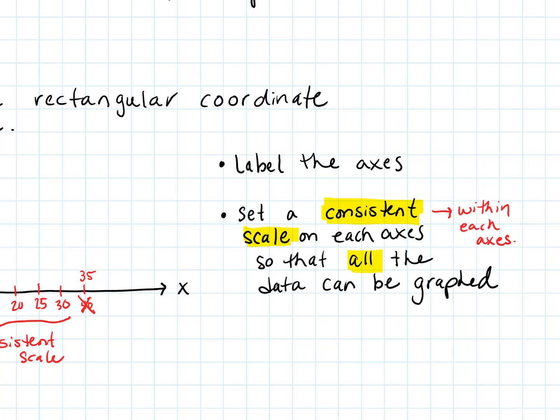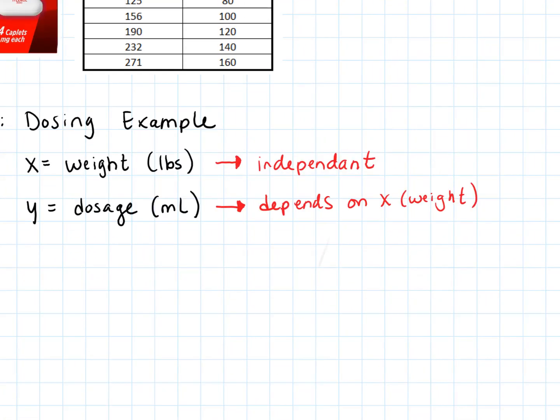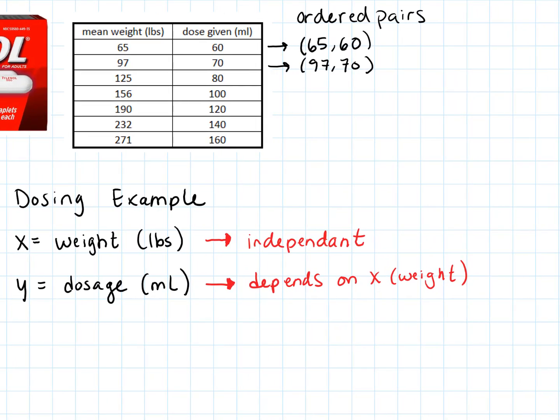Okay, all right, so let's take a look. How are we going to do this? Let's take a look back at our example. Our example had some real world data, and we have to make sure we know what's X and what's Y. Let's go back to this dosing example. Now we want to make sure that we get all of the data on the same coordinate system and make sure that the scale we pick will span the whole scale that we need.